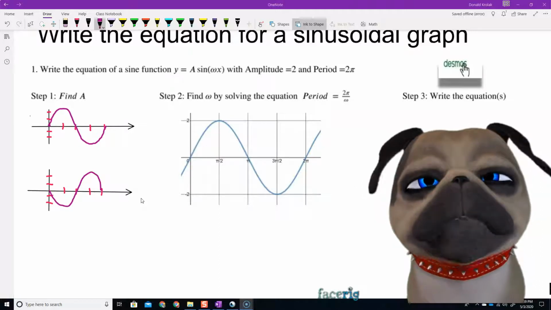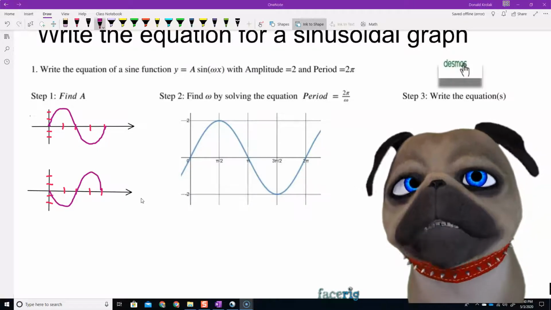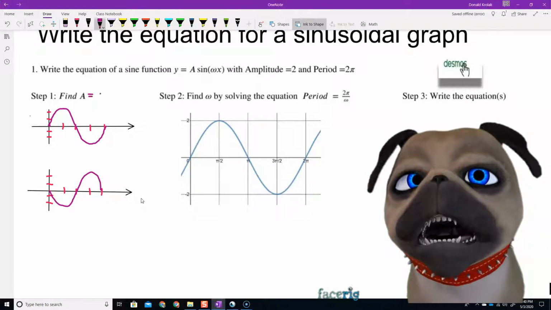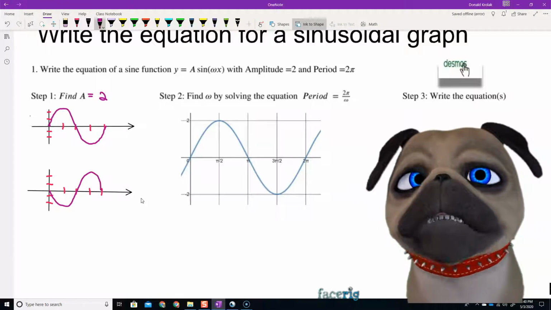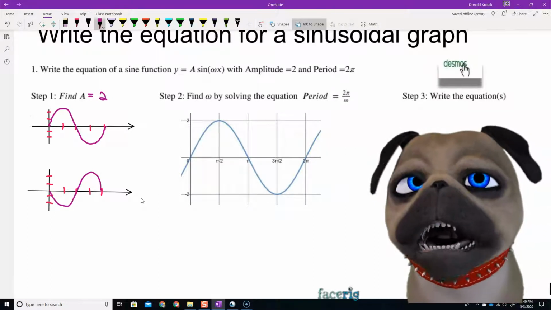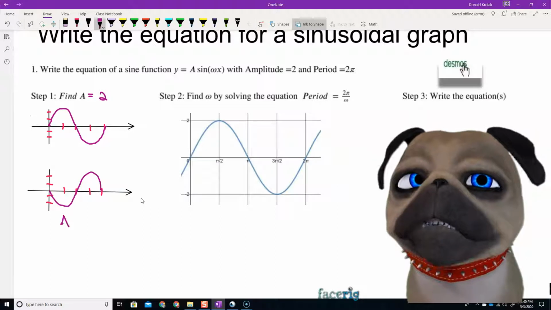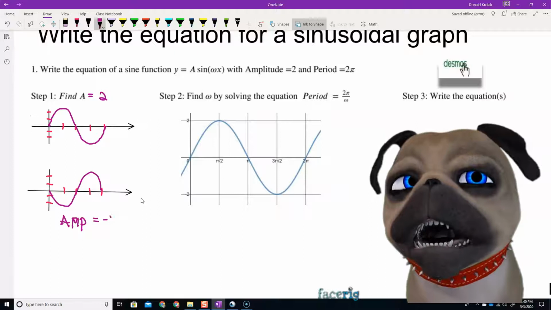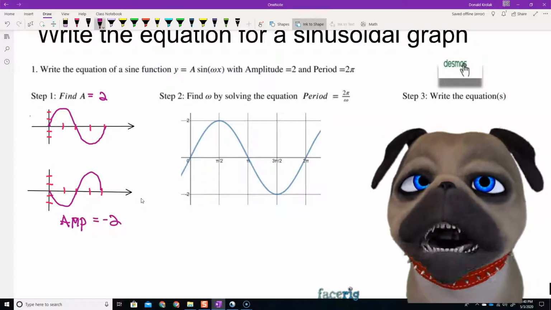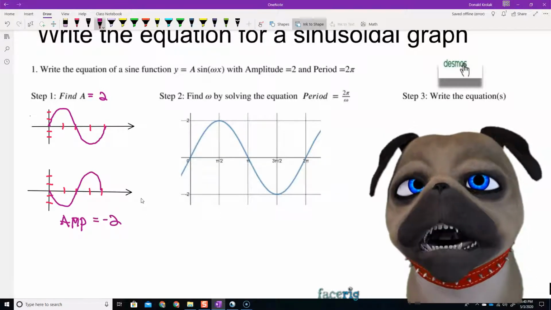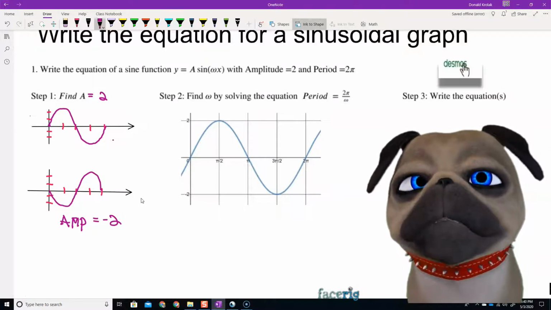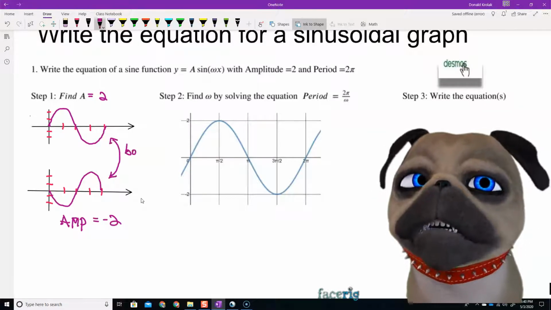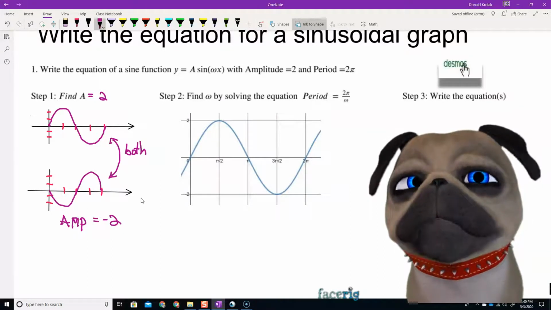All right, so the first thing we do is we find A. That's the amplitude. Now, A in this case is going to be 2. Both of these graphs have the same amplitude. This is an amplitude that's -2. But amplitude can't be negative, all right? The negative just means it's flipped. So even though this graph is flipped, both have an amplitude of 2. One is just negative, that's all.